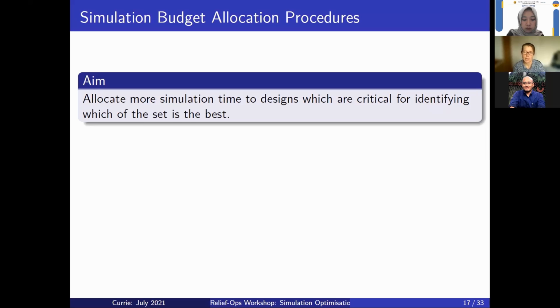So simulation budget allocation procedures, these are the other kinds of ranking and selection procedures that we're considering. The aim of these procedures is to allocate more simulation time to designs which are critical for identifying which of the set is the best. So remember what we're trying to do. We're not trying to necessarily very accurately predict what the best answer is. We just want to make sure that we have picked the best design. So generally that will mean we improve our understanding of what the best solution is as well. But we're really looking to sample those procedures which we're just not sure about how good they are, but they could still be the best design.